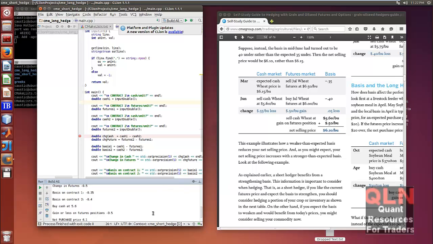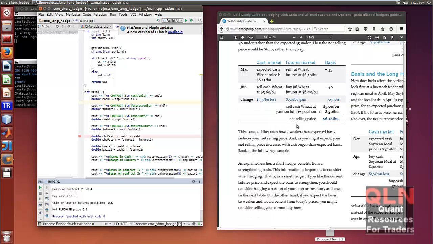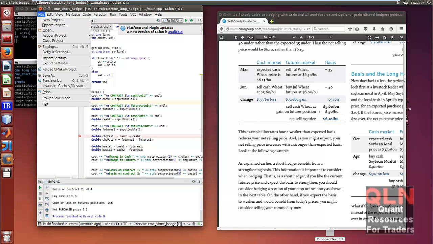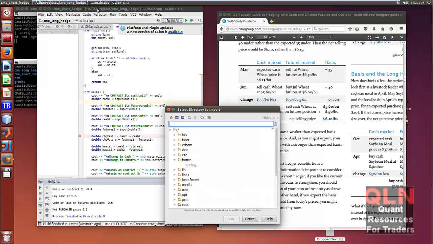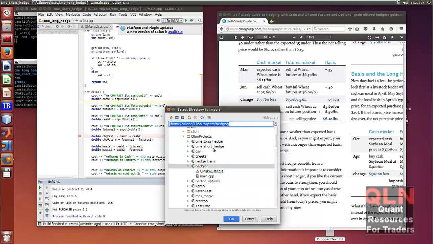June, negative 40. Buy cash, 560. Gain on the futures. So I got this backwards, but I just want to show you that it sort of works, and we got our gain on our net selling price. Okay, so that's that one. So let's do our next one, which is the CME long on the hedge.